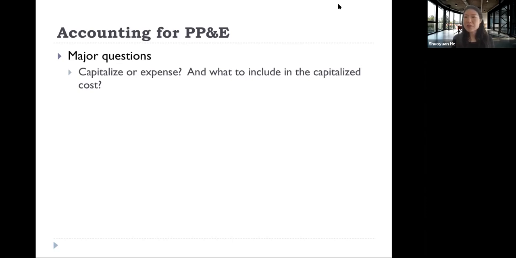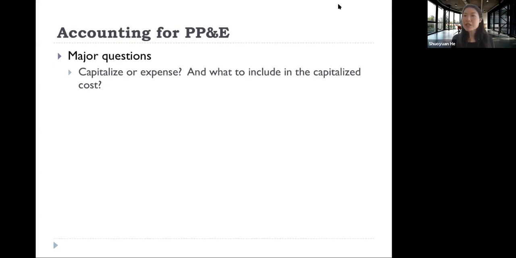So that is capitalization. Expense basically means that the firm puts it into the income statement as an expense in the current period. So the item is not going to stay on the firm's balance sheet. It is going to be expensed right away. So the first major question, once the firm spends money purchasing something, is whether to capitalize it or expense it. That is the first accounting question.